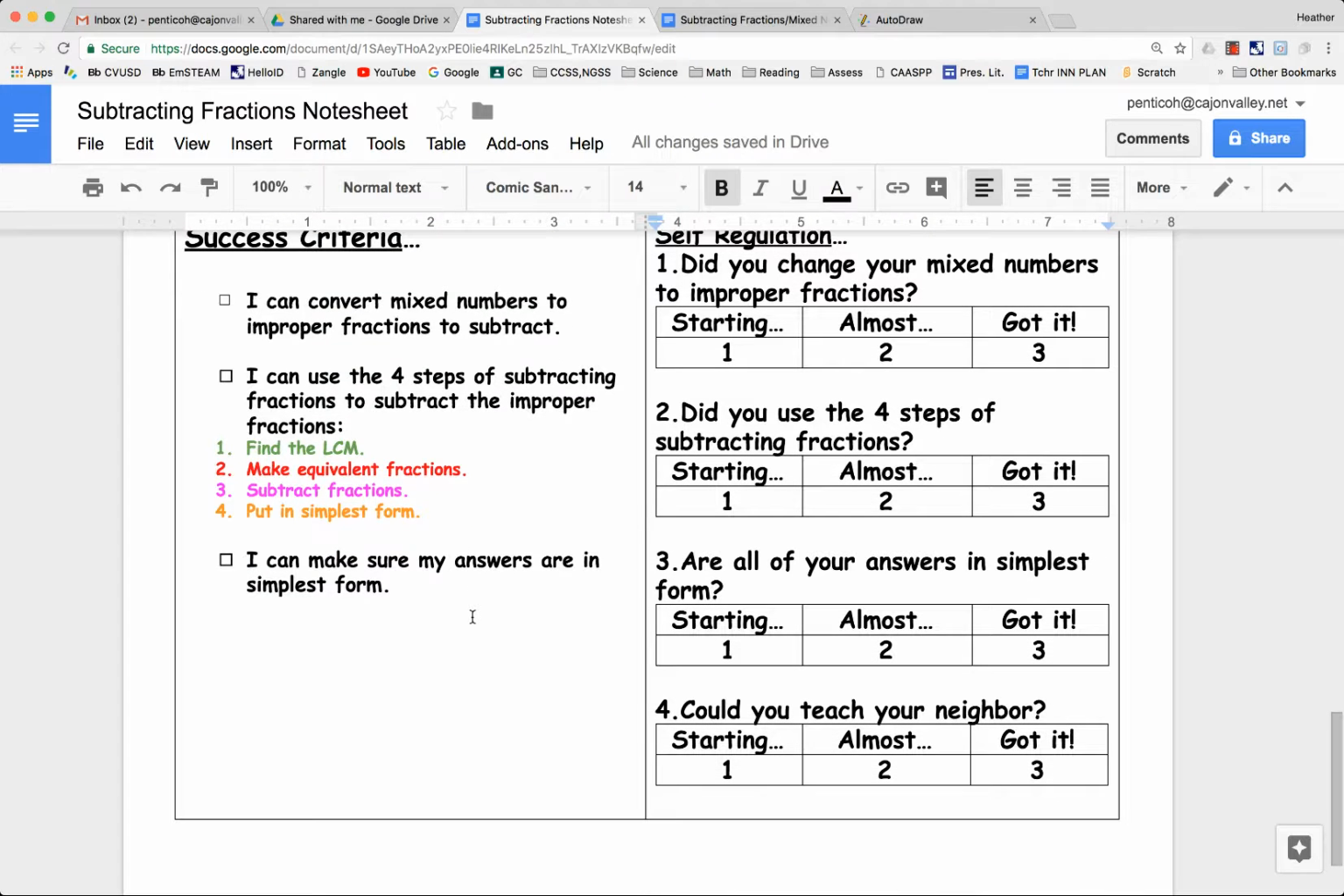And then same for the bottom. If you have followed all of the steps correctly, then you should be able to check off that you can do these things to successfully subtract mixed numbers. And then over here, using this side to see where you're at, to understand, well, what do I need to learn more about?